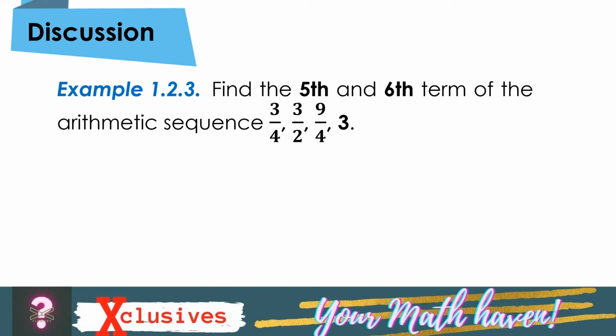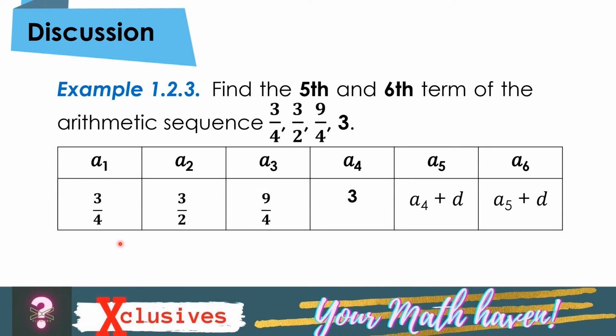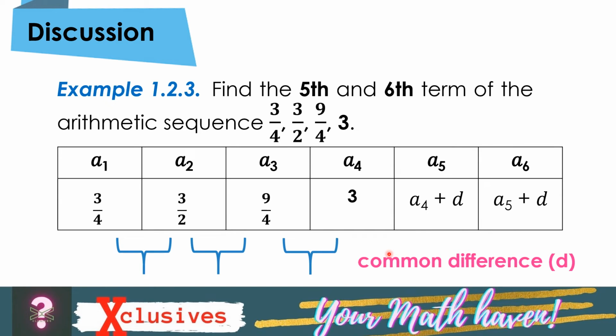Moving on to our third and last example. Find the fifth and the sixth term of the arithmetic sequence 3/4, 3/2, 9/4, and 3. So here's a table for you to clearly understand the sequence. So we have here our first up to the fourth term. For the fifth and the sixth term, it is represented by a sub 4 plus d and a sub 5 plus d. Now, for us to solve for the fifth and the sixth term, we must need to solve or find the common difference.